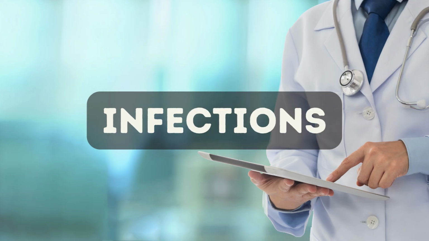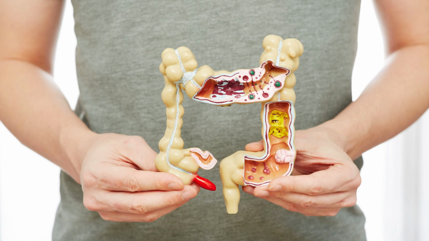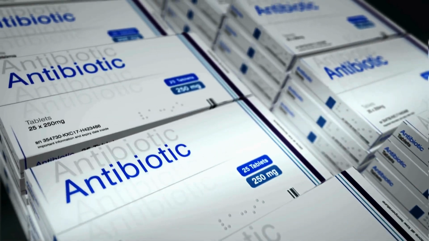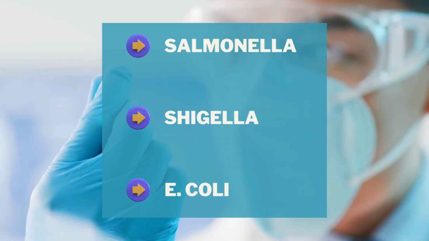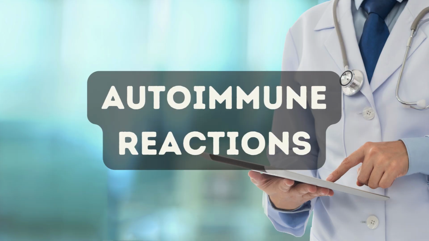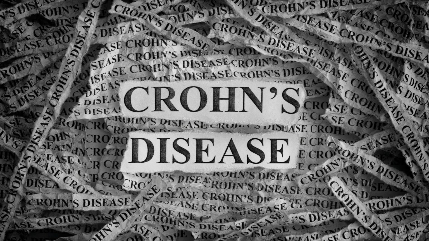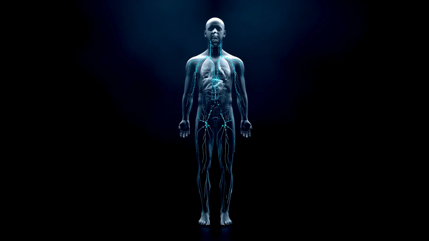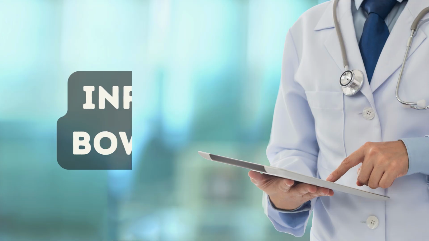Causes. Infections. Bacterial, viral, or parasitic infections can lead to colitis. Examples include Clostridium difficile infection, which often occurs after antibiotic use, and infections from organisms like Salmonella, Shigella, or E. coli. Autoimmune reactions. Inflammatory bowel diseases such as Crohn's disease and ulcerative colitis are characterized by an abnormal immune response that leads to chronic inflammation in the gastrointestinal tract, including the colon.